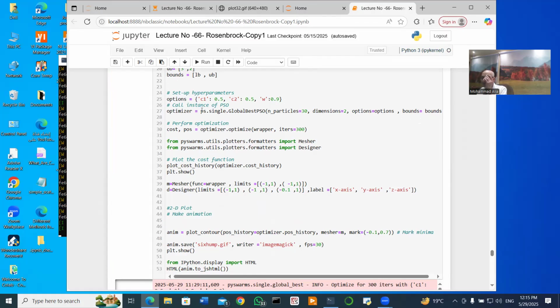So the optimizer now will be defined, and we can call the optimize function and pass the function, which is the wrapper here, and the number of iterations. Now we shall get the answer. We shall get the best position, the optimal position of the function where the minimum occurs, and the minimum cost or the minimum error which occurs. If we look at this, when we print, we will print these two values.